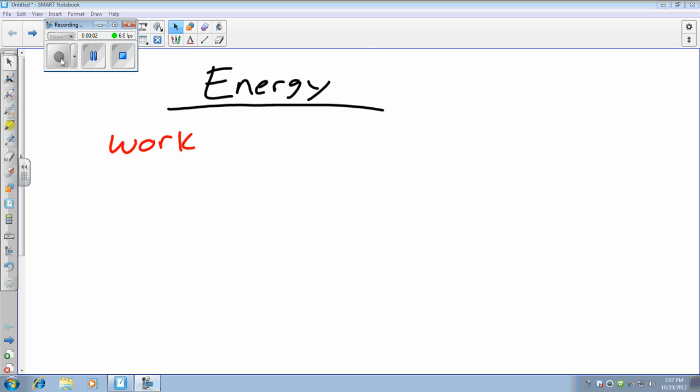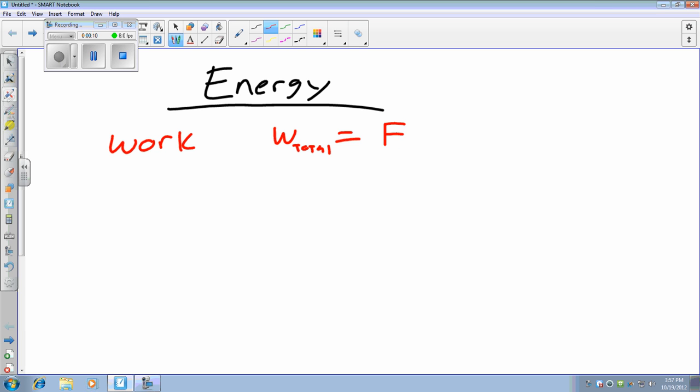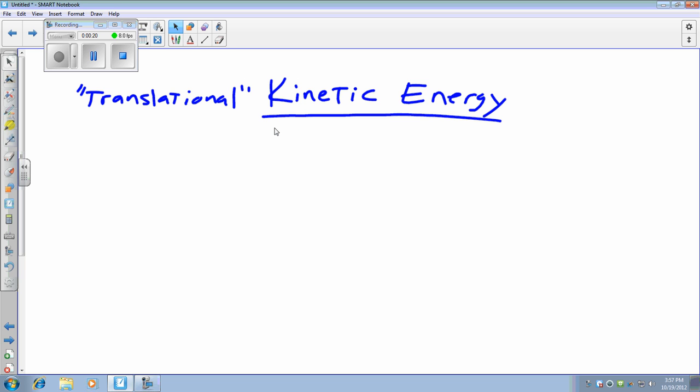Okay, welcome to energy. Just a quick review of work. Work is a change in energy, and the total work done is equal to the net force times the distance traveled. You know this. It's not that surprising, so I'm going to move on.